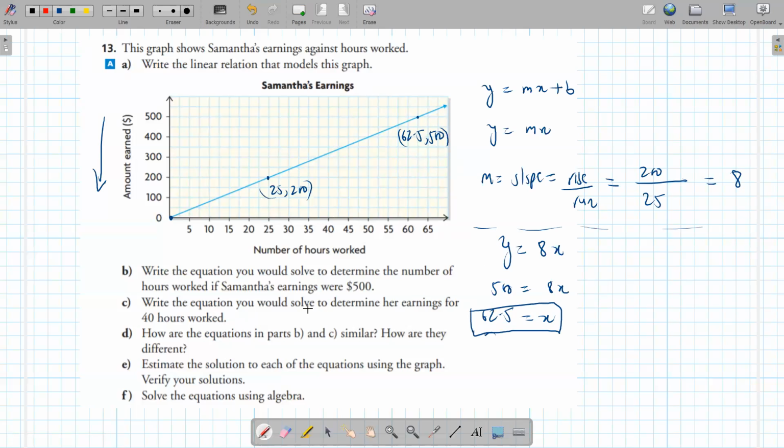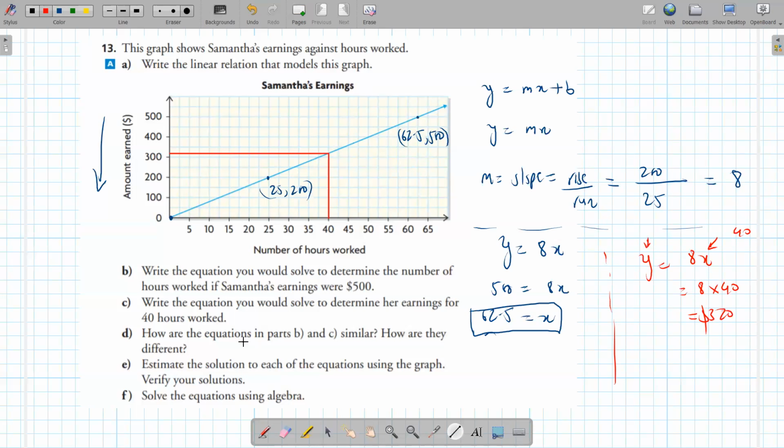Write the equation you'd use to determine her earnings for 40 hours worked. All right, let's do that. Again, y equals 8x. We want the earnings, we want y, and we're given the hours worked, 40. So simply plug and chug. 40 times 8, $320. And we can also see that graphically. It's not precise, but I guess we could. It's below 350, so that's precisely 320.